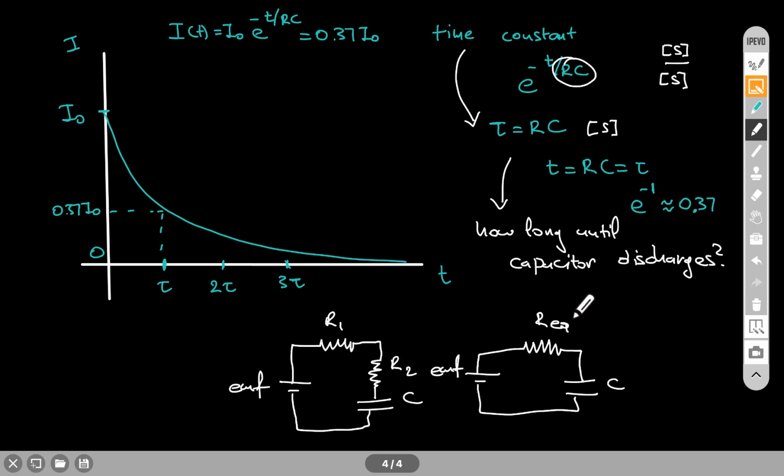Now, how can I find the R equivalent? Because R1 and R2 are in series, the R equivalent is simply the sum of the two. So, if you ask me to calculate the time constant for this circuit, I will first calculate the equivalent resistance and then use that to find the time constant. So, for this circuit, this would be the time constant.